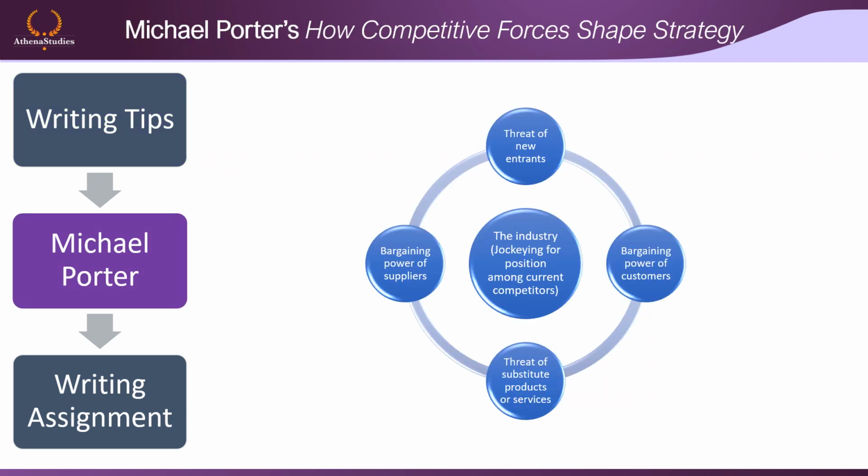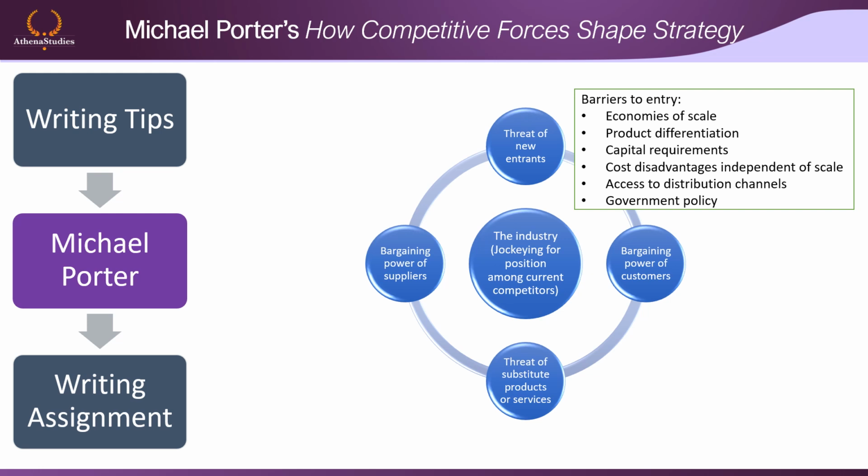Now we are going to move on to Michael Porter's 5 forces, and I'm going to go through every one of the forces so that you know what exactly you would need to discuss in your paper. So there are these 5 forces: a threat of new entrants, bargaining power of customers or buyers, threat of substitute products or services, bargaining power of suppliers, and then the industry that's staying in the middle, and it is the driving force of everything. So firstly, threat of new entrants.